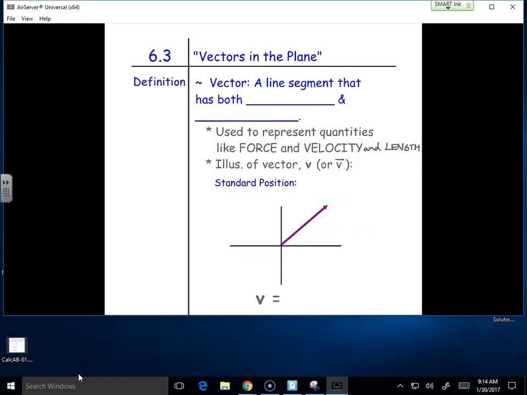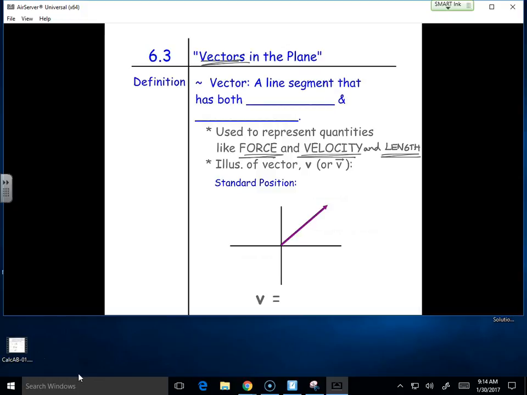Vectors are used in physics, engineering, or navigation. Let's talk about things like force, velocity, and length, which are, by the way, measured in completely different units. So that's interesting. This one mathematical tool is used to talk about many different types of things.